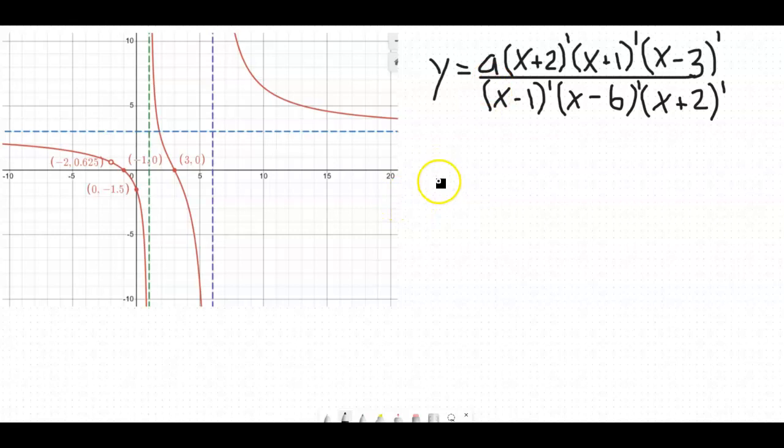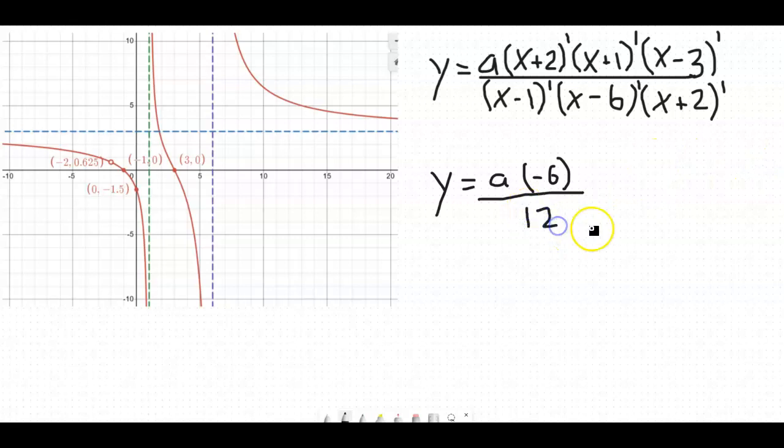So let's kind of reset this up a little bit. So y is equal to a times, and I'm going to put a 0 in for x. So that's going to be a 2 times a 1, which is 2, times a -3, which is -6. So this is going to be a times -6. And then all over, and now I'm going to put in a 0 for x on the bottom. That's going to be a -1 times the 0 here, which is a -6. -1 times -6 is +6, and +6 times 2 is +12. So I'm going to have a +12 here on the bottom.